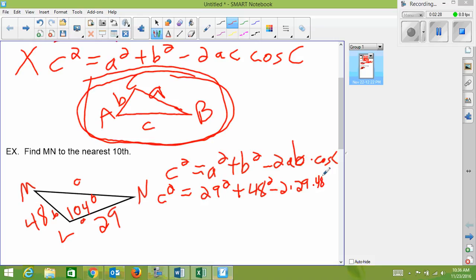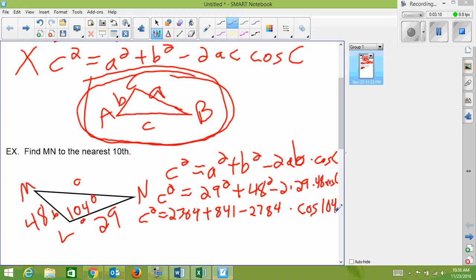So I need this times 48 times cosine c, which I'm running out of room. Try to write smaller. So I need to do some work. 48 squared is 2,304, and 29 squared is 841, minus 2 times 48 times 29 is 2784. And then I still have times cosine of c, which is 104 in this case.